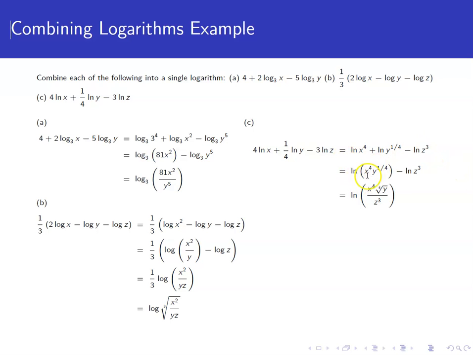The first two terms are added together, so we can rewrite that as a product. We get natural log of x to the 4th times y to the 1/4. And now these two terms are subtracted, so we can write that as a quotient. So our final answer in that case would be natural log of x to the 4th times the 4th root of y over z cubed.